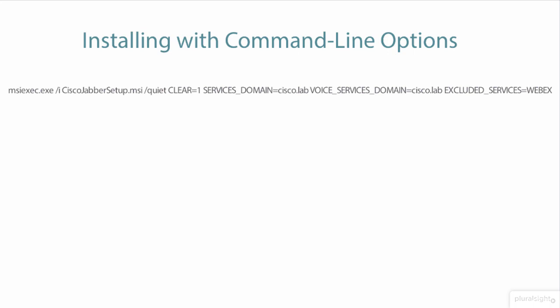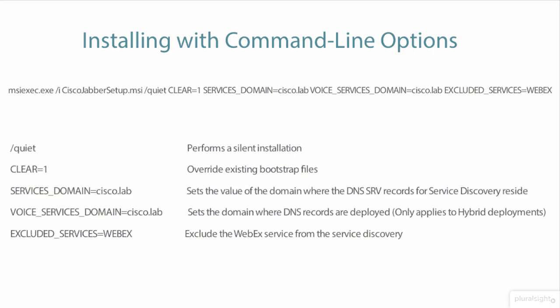Let's talk about what each of these options mean if you're not already familiar with these. First and foremost, /quiet is going to perform a silent installation. And this is one of those flags that I may or may not choose to set depending on client preference. CLEAR=1 is going to override any existing bootstrap files that are found. If you don't do a CLEAR=1, then you're going to utilize the settings in those bootstrap files. So for me, CLEAR=1 is perfect.